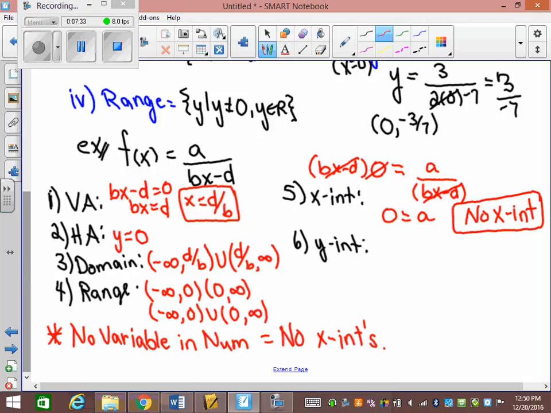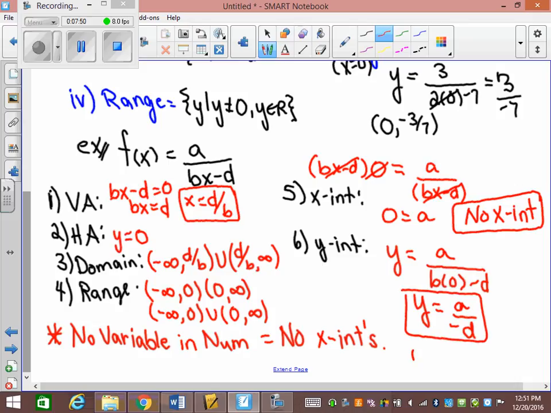And the y-intercept is going to be y equals a over b times 0 minus d. So y equals a over negative d, or negative a over d. Either way, same thing. So if we want to write it as a coordinate, it'd be 0 and negative a over d. Okay?